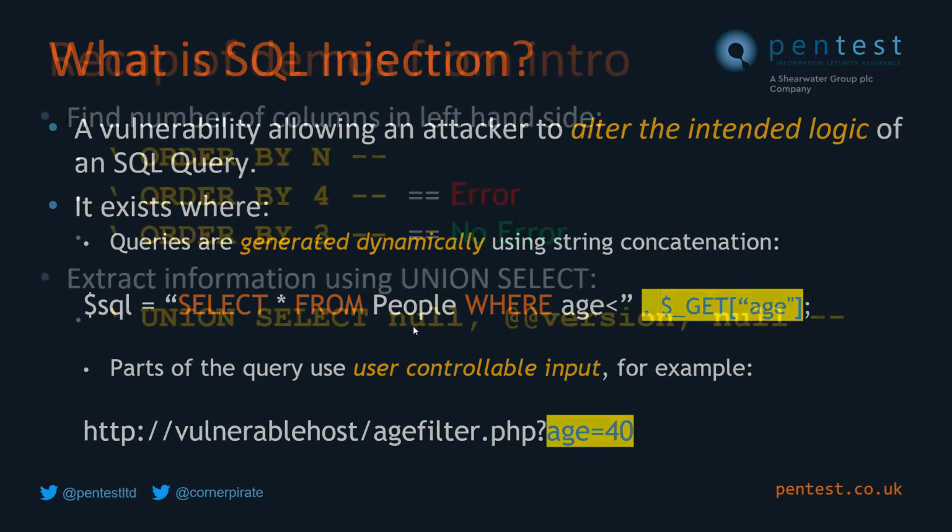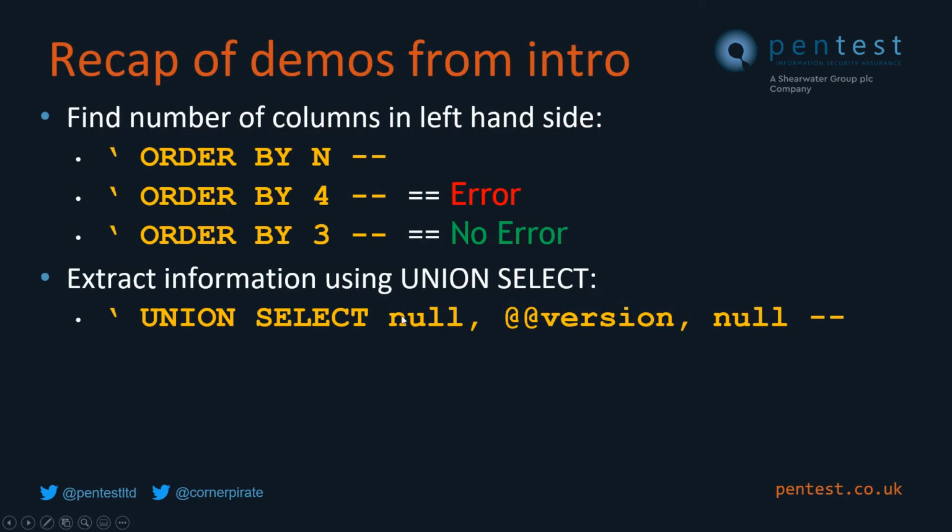So a quick recap of the demos from the first one, rather than showing them in full detail. What you had to do is find the number of columns in the left hand side. To do that, you would break out of the logic of the intended query. You'd use order by n, where n is a number, and you'd use the dash to comment out the remaining part of the query so that it removed the error. So in our example, if you did order by number 4, it would give you an error. And if you did order by number 3, it would give you no error. So you found the highest number which doesn't cause an error. Therefore, you've determined how many columns were in the left-hand side.